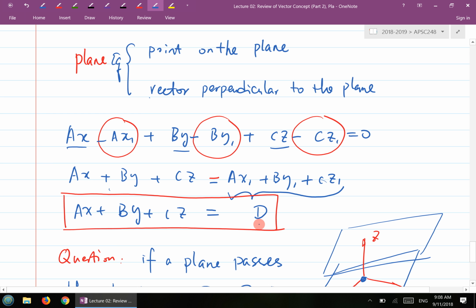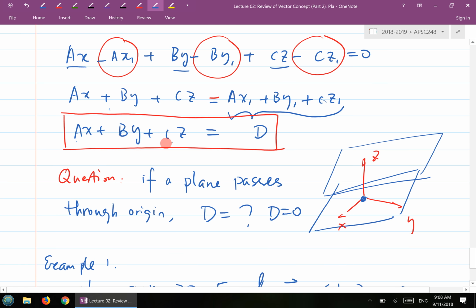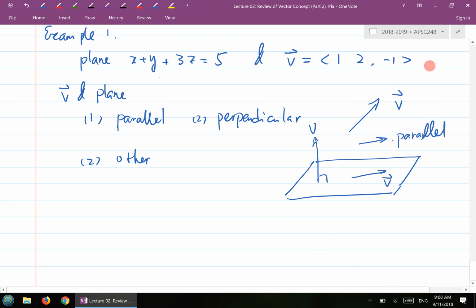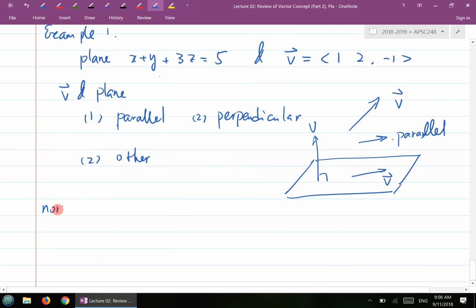Normal vector, exactly, which is basically the coefficients A, B, C here, right? So if I'm given a plane equation here, the normal vector, let's call it n, is what? 1, 1, 3. Okay, so 1, 1, 3.